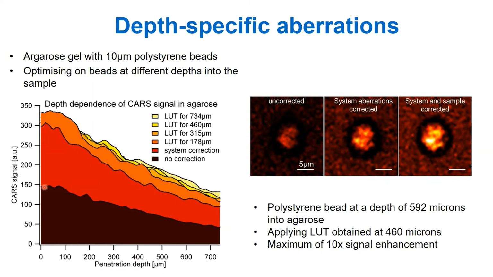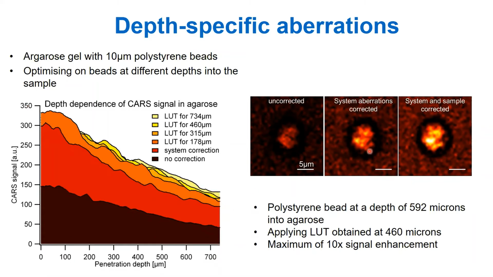So this was without any correction. You can see here that we get a reasonable amount of signal at the surface, and that falls away as we go up to about 700 microns deep into our sample. And then these are with our different lookup tables. And you can see as you go deeper, these lookup tables that were determined deeper within the sample kick in and start improving our signal.